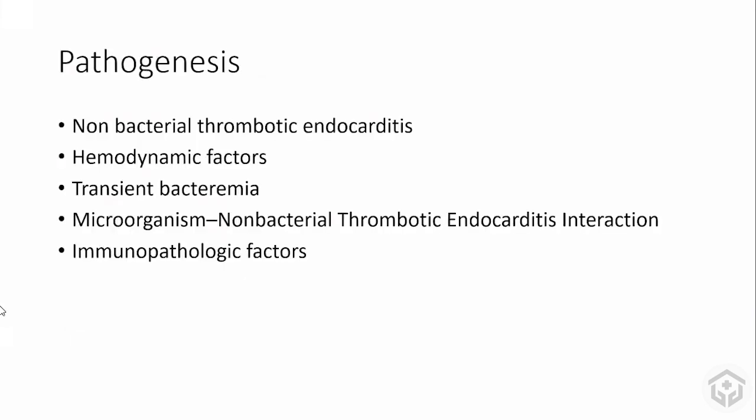Then the next thing is the pathogenesis. The pathogenesis is, as I mentioned earlier, the risk factors will lead to the pathogenesis of infective endocarditis. So here the main factors are non-bacterial thrombotic endocarditis, hemodynamic factors, transient bacteremia, microorganism and non-bacterial thrombotic endocarditis interaction, and the immunopathologic factors. The combined effect of these factors will lead to the development.